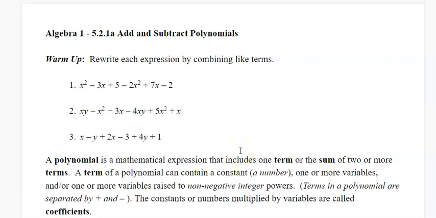Algebra 1, 5.2.1a, add and subtract polynomials.